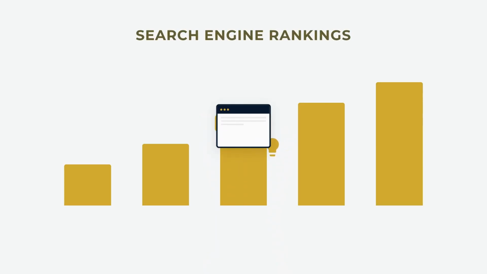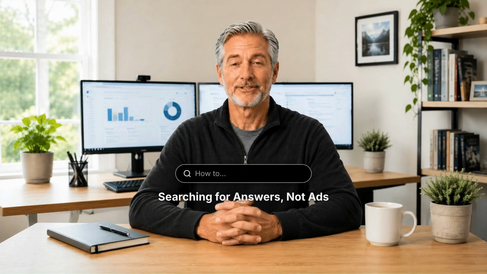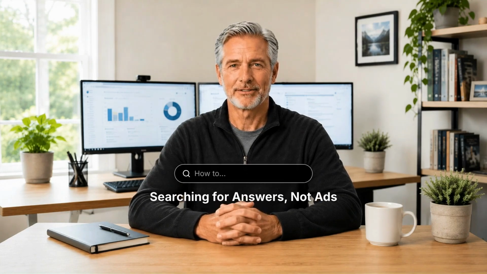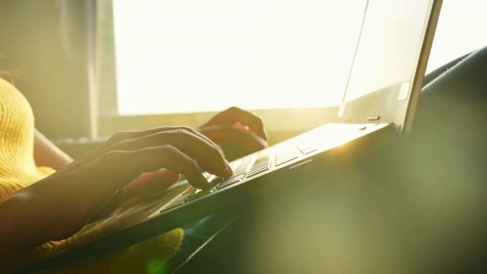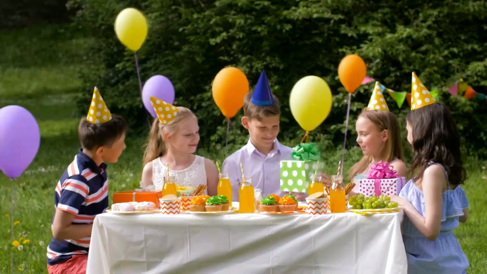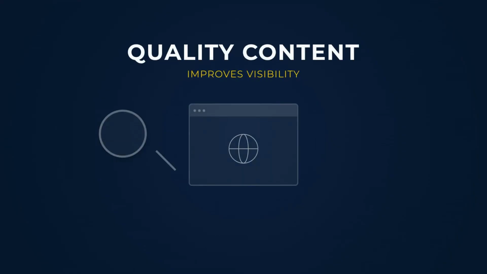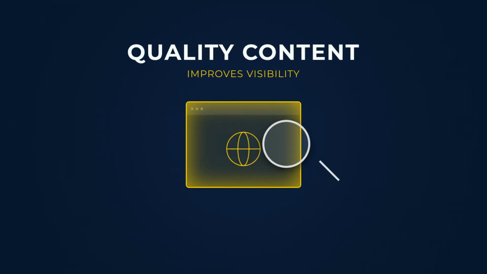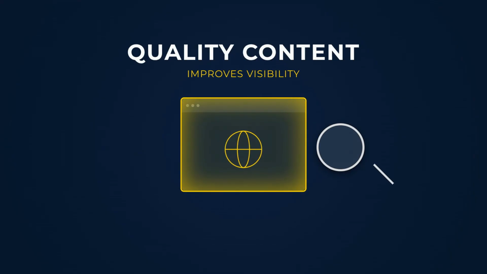Think about how people use Google. Most people are not searching for advertisements. They are searching for answers. Someone might search for, how do I bake a pie crust? How do I start a vegetable garden? Ideas for 8-year-old's birthday party? If your website provides useful answers to these questions, it becomes a valuable resource. Search engines want to connect users with helpful information, so quality content can improve your visibility.